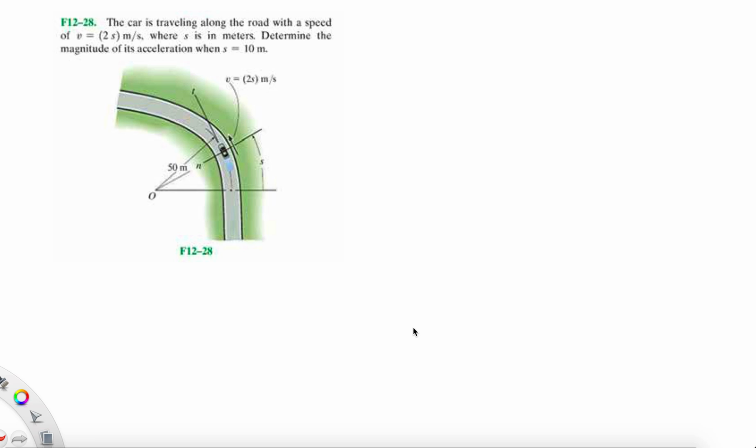Doing problem 12-28 from the fundamentals of chapter 12. Like I mentioned in the previous video, we're basically doing problems where we need to find the tangential acceleration and the normal acceleration. That's the one term they introduced in that section of the book, which is going to be your velocity squared divided by the radius of curvature.